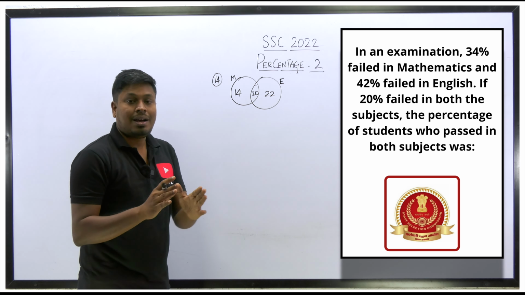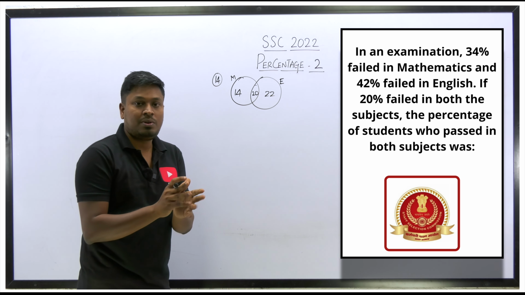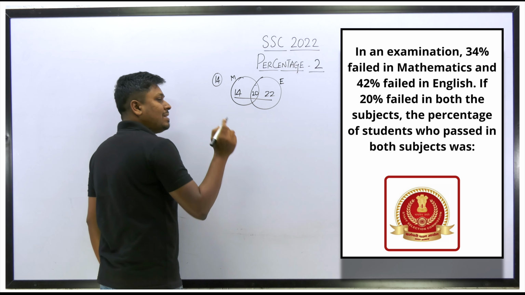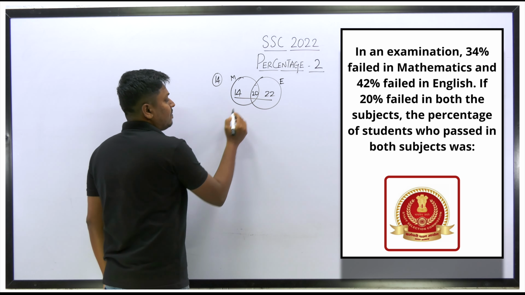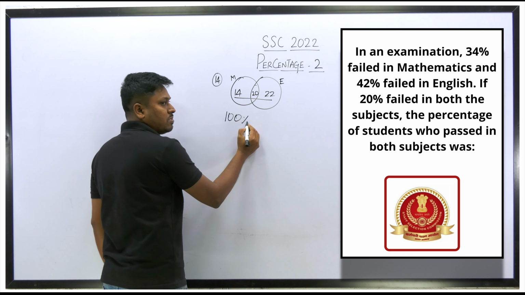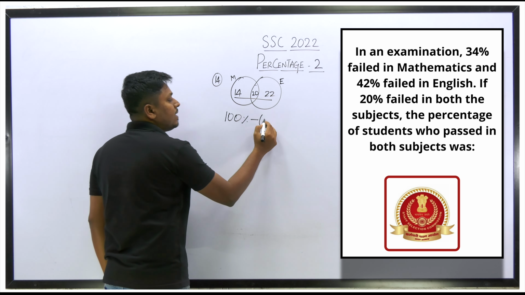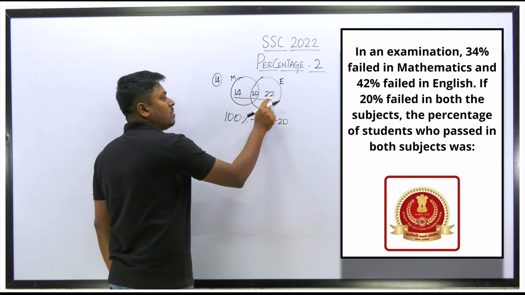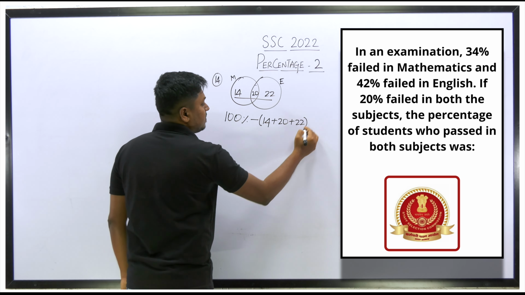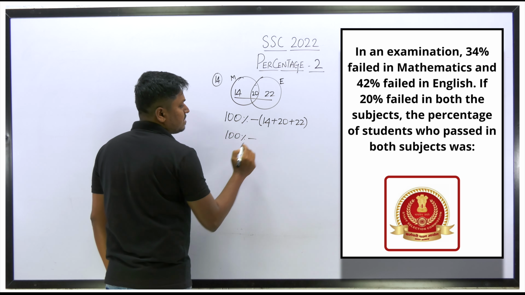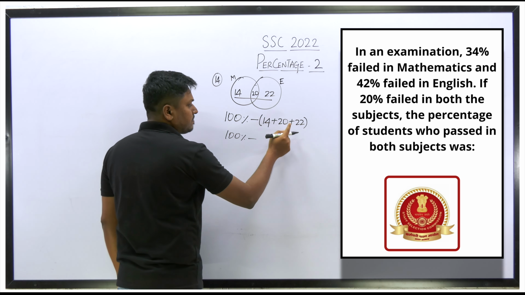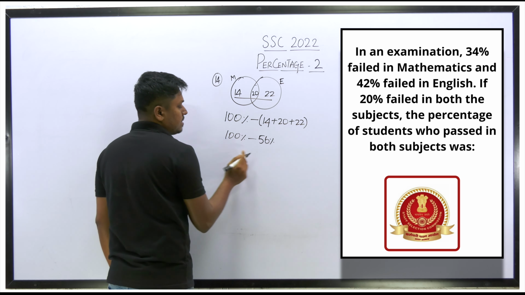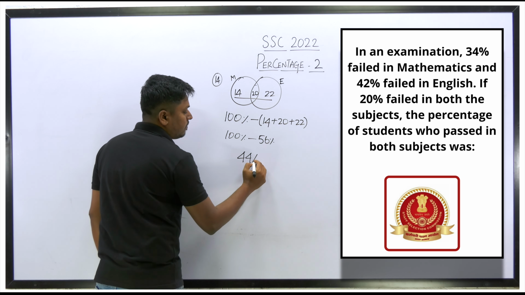Now our target is to find what? The total number of students who cleared both the subjects. So let me add all three values and subtract from the total number of students, right? First, 100 percent is the total number of students, out of which students who failed in maths only is 14, students who failed in both subjects is 20, students who failed in English only is 22. So first let me add all the values: 14 plus 20 is 34, plus 22 is 56. So 100 minus 56 will be 44 percent.